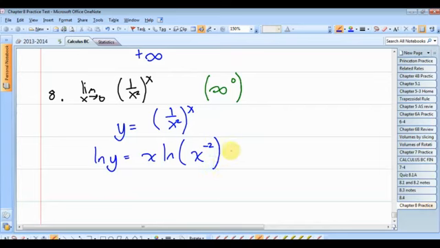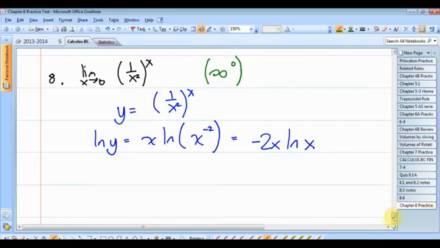Is that good for you? Yeah. Okay, that's awesome because now I can make this negative 2x natural log of x, so much better. I'm just simplifying right now. The limit as x approaches 0 for the natural log of y is equal to the limit as x approaches 0 for negative 2x natural log of x.